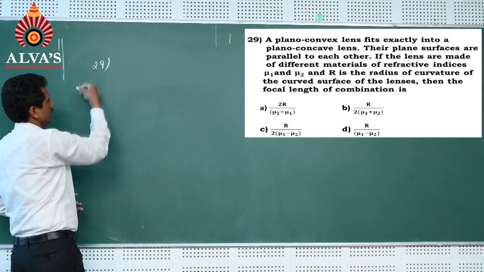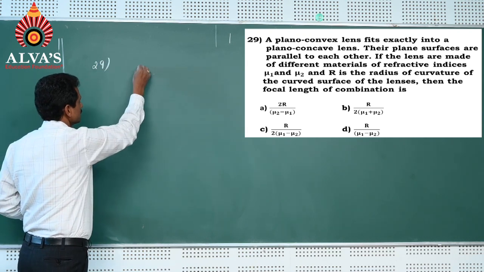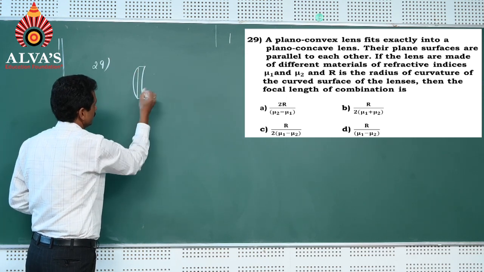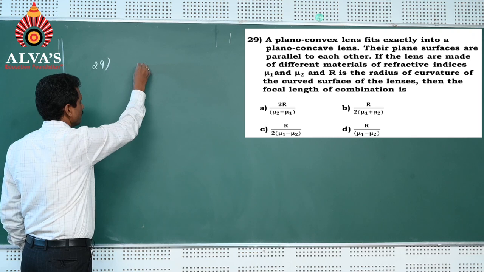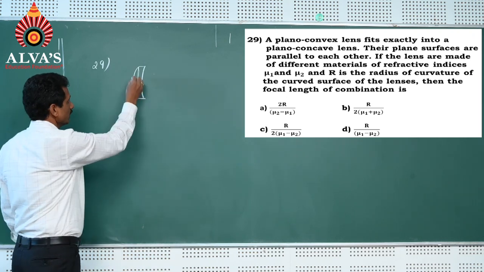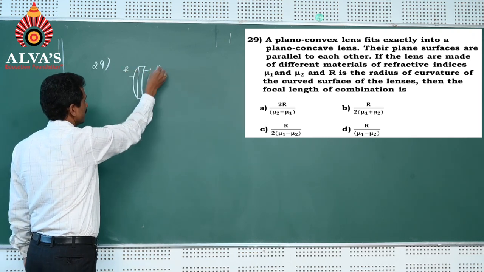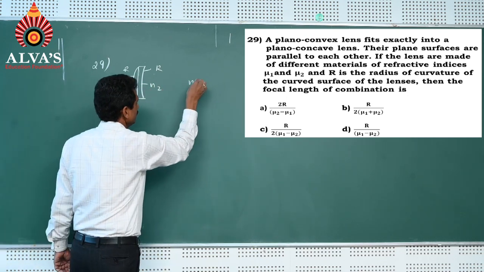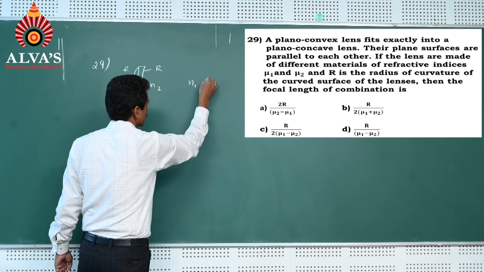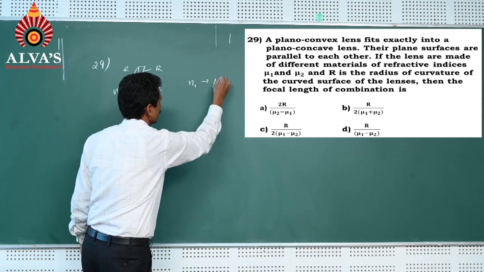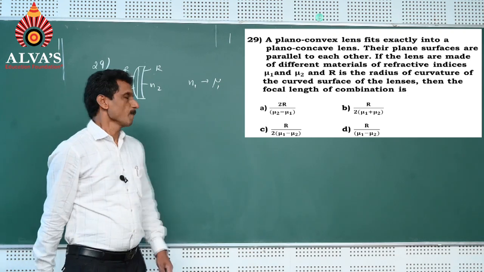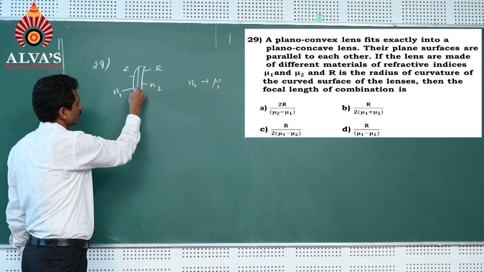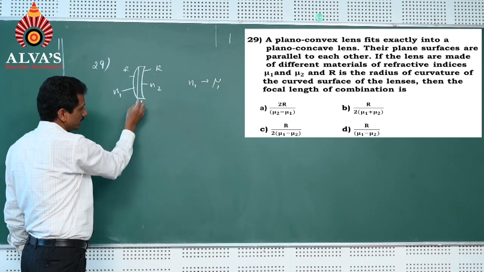Question number 29. A plano-convex lens exactly fits with the plano-concave lens. Plane surfaces are parallel. Radius is the same, r and r. Refractive index is n1 and n2. n1 is nothing but refractive index, also denoted as mu. Mu1 or n1, one and the same. Let me write n1 only. This plano-convex lens and plano-concave lens form a combined lens, that's the equivalent.